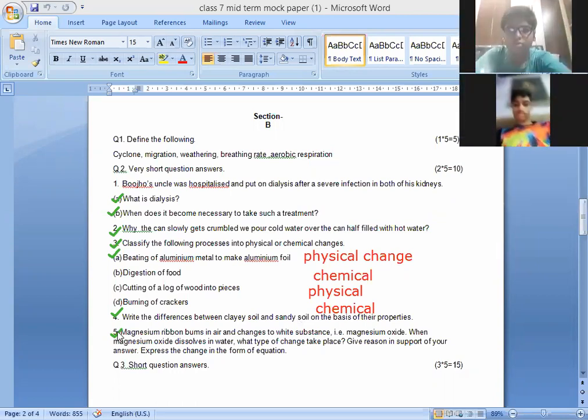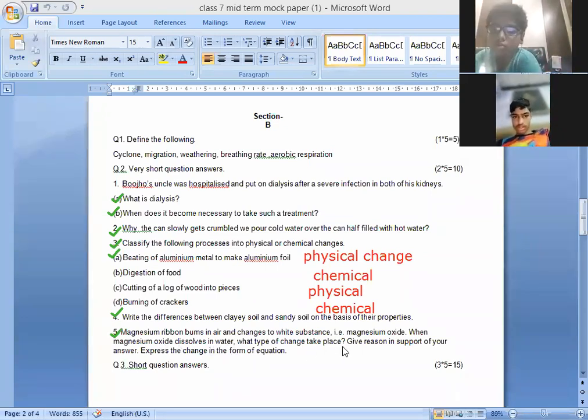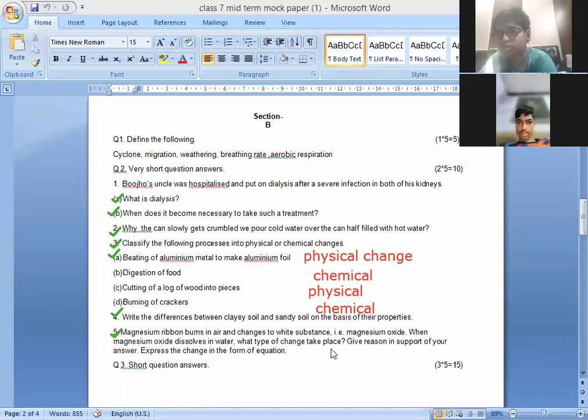Magnesium ribbon burns in the air and changes to a white substance, that is magnesium oxide. When magnesium oxide dissolves in water, what type of change takes place? You have to give a reason in support of your answer and express the change. When magnesium ribbon is burnt, a white substance is formed, which is known as magnesium oxide. And when magnesium oxide is dissolved in water, then what happens?